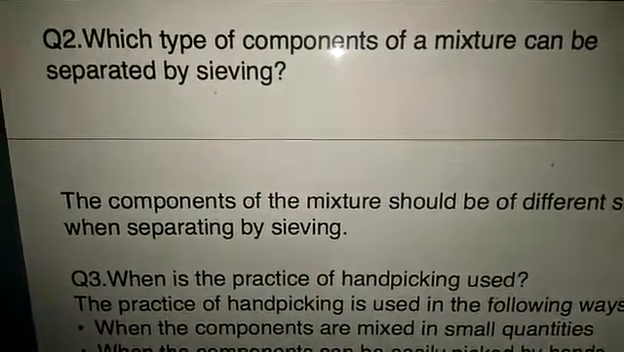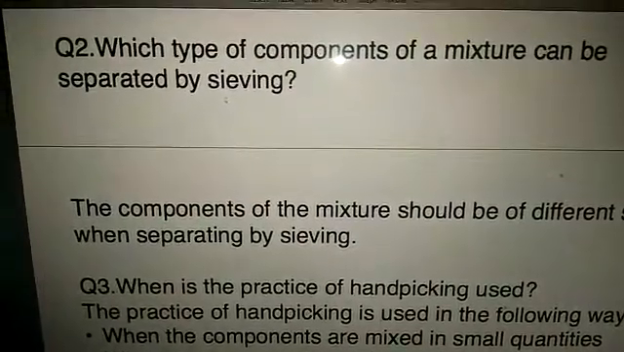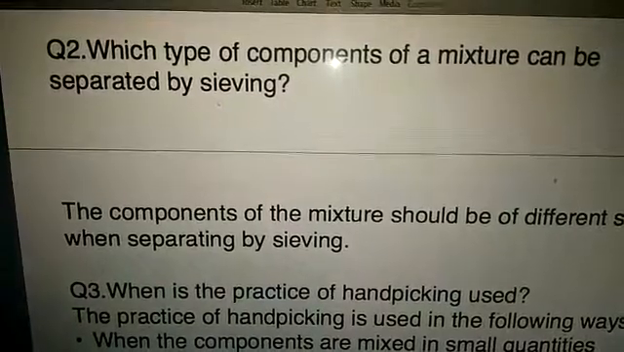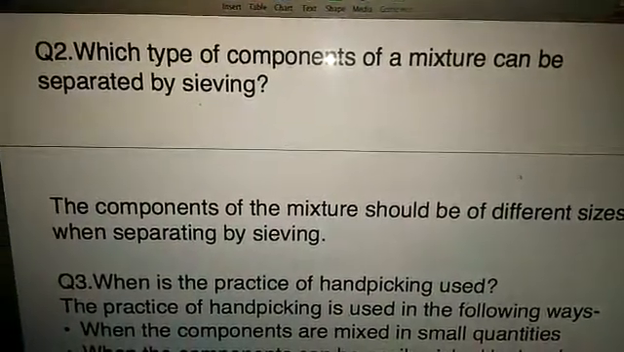Second question. Which type of components of a mixture can be separated by sieving? The components of the mixture should be of different sizes when separating by sieving.